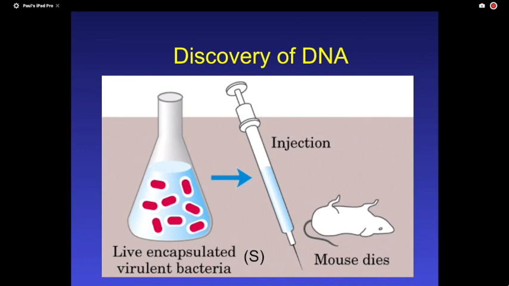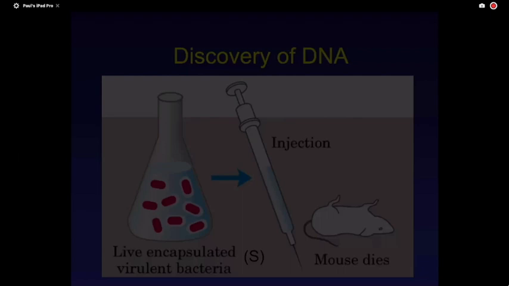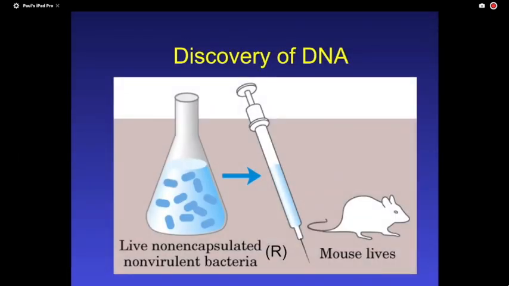All right, we don't do these kinds of experiments too often anymore. PETA doesn't let us, okay, as much as once was, but here we go. Live, encapsulated, virulent bacteria, the S version. We inject it, and what happens to the mouse? It dies. Okay? All right, so we know this is bad. We take the R version, we inject it into mice, and it lives. Okay? So, between the two, there's something that is killing the mice. We're trying to identify what it is.